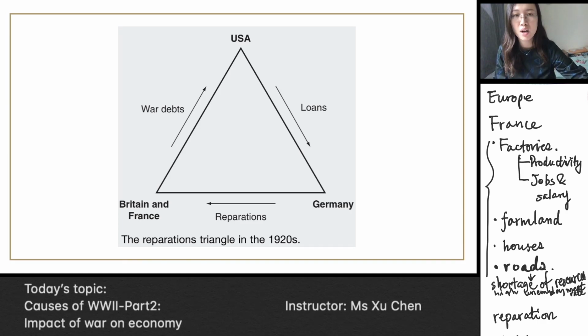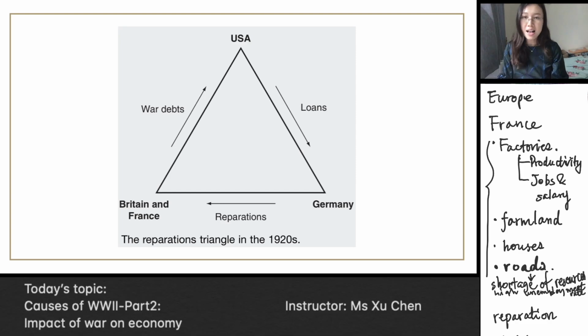their relationship through this triangle, the Reparations Triangle in the 1920s. So you can see this triangle actually showing the relationship among all these countries. For example, firstly, the US, since they're the biggest creditor, that is the reason why Britain and France have to pay war debt to the US. And then Germany, since they have signed the Treaty of Versailles, that is the reason why they have to pay reparations to Britain and France.